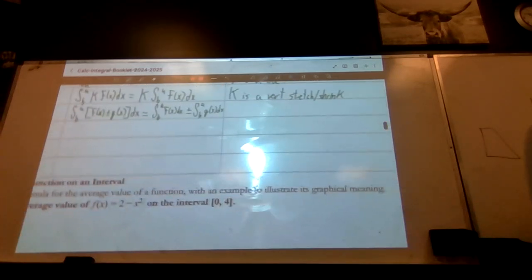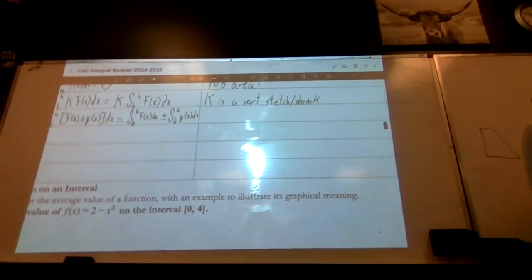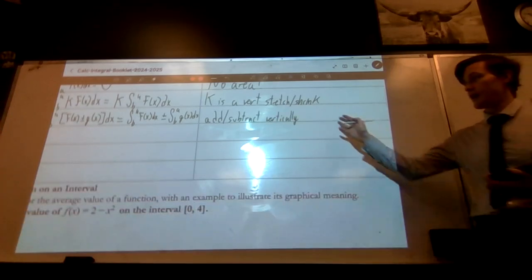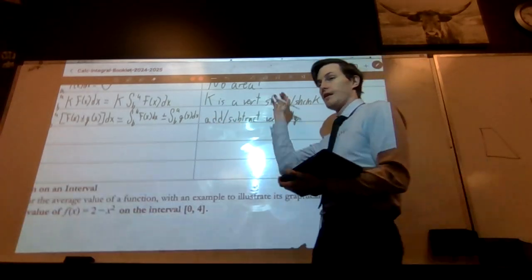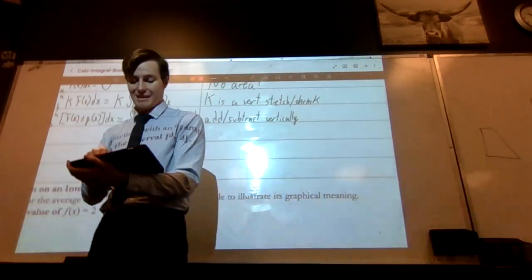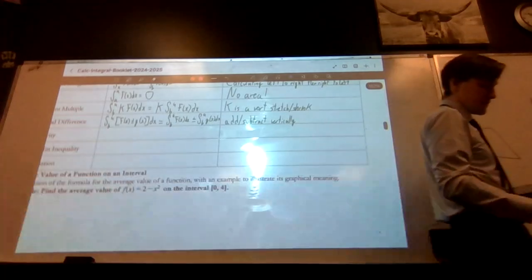The reasoning for this is that you add/subtract vertically. This explanation, I don't love this explanation. It doesn't necessarily make a lot of sense, is what the book says. But again, the further down we get, the less and less we use certain ones of these.